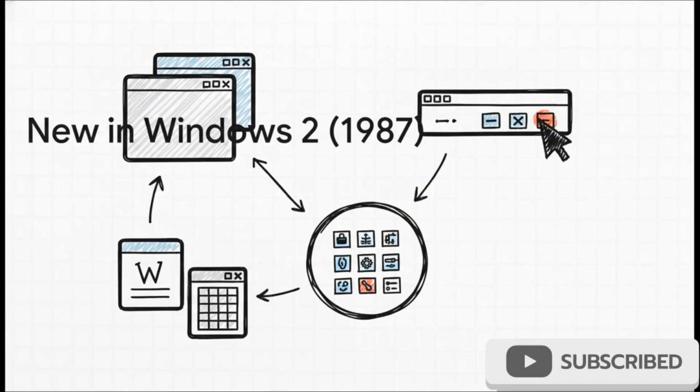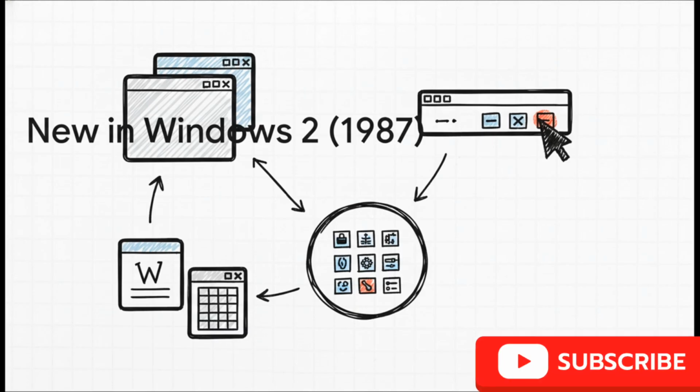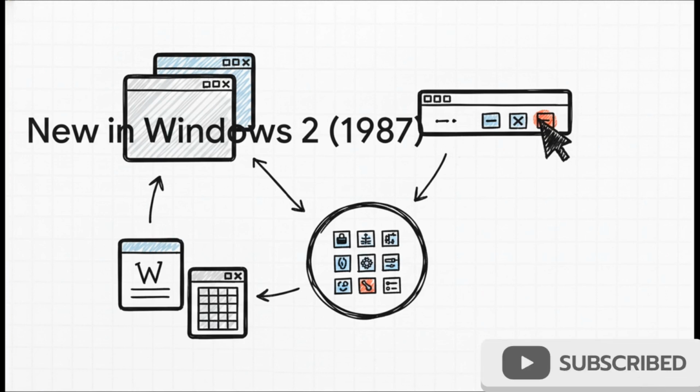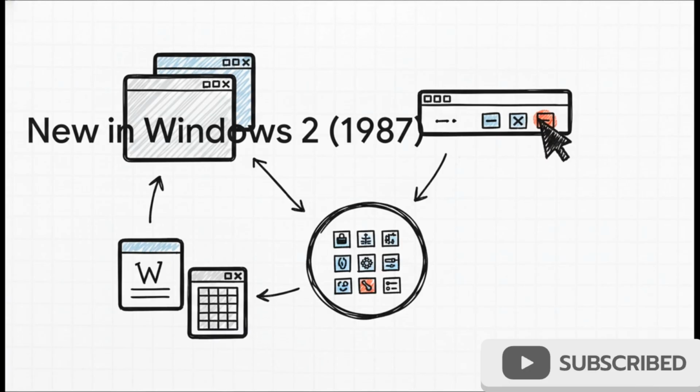And it wasn't just that. It brought us stuff we totally take for granted now. I'm talking minimize and maximize buttons, the control panel for digging into your system settings, and get this, the very first versions of Microsoft Word and Excel for Windows. The whole shebang started right here.